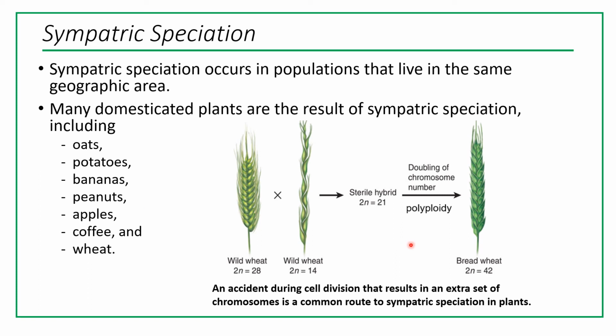So here's an example of sympatric speciation in bread wheat. That's a wild wheat, and this is a wild wheat, and they're different species. They might grow in the same territory, right? They can grow close to each other, and occasionally they can even breed with each other. But the problem is one has 28 chromosomes, another 14 chromosomes.